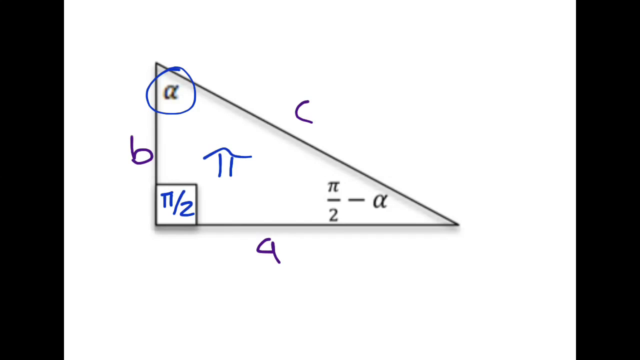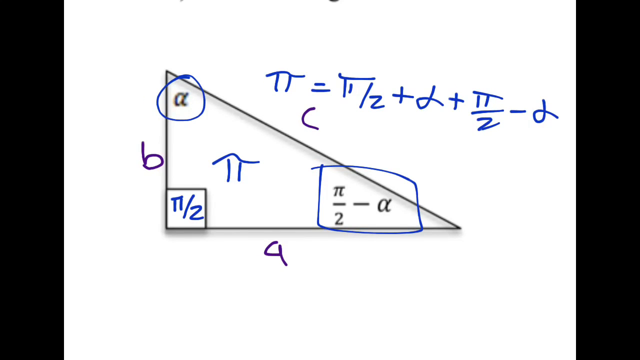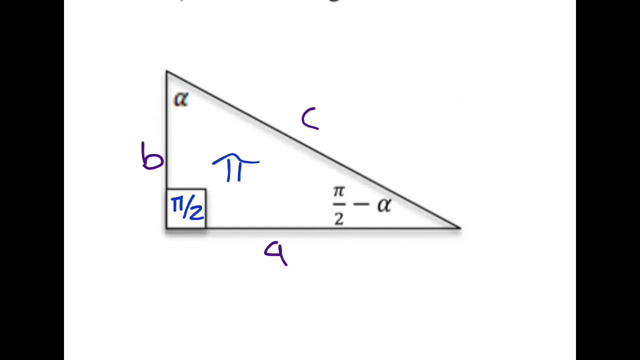So, whatever this angle is, these two combined have to equal pi over 2, because together, all three of those angles have to equal pi. So we have pi over 2 plus alpha plus pi over 2 minus alpha. That should equal pi. Does it? Well, plus alpha minus alpha, pi over 2 plus pi over 2 equals pi. So we're good. That's why that labeling makes sense. That's why we choose to label it that way, because it's a little more generally applicable to many different functions.